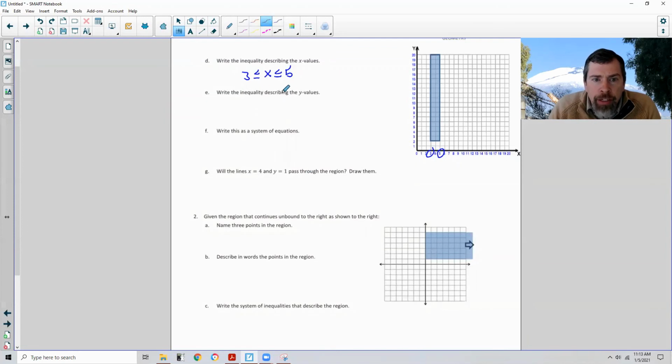Now it says to write the inequality describing the y values. Well, y is between 2 things, just like the x was. My lowest y value is here, and my highest y value is here. So it is greater than or equal to 2, but less than or equal to 20. Then: write this as a system of inequalities.